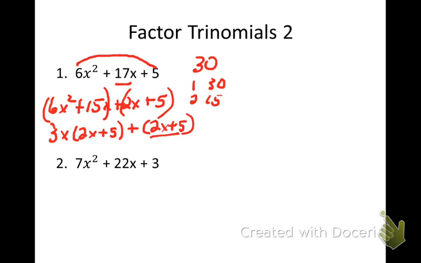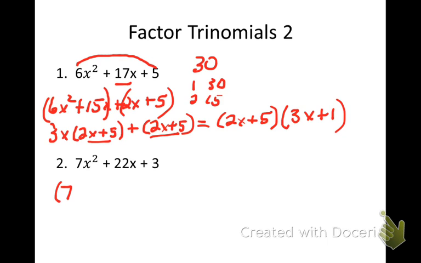So now we have this in common, so this would be the quantity 2x plus 5 times the quantity 3x plus 1, because you are taking that out of there, leaving you just a 1. And again, you can use the FOIL method to check it. So that's the method you can go through. Especially if they don't have lots of factors like this one, I just kind of use guess and check. The only way you're going to get 7x squared is 7x and x, so this one should be pretty easy to use our guess and check method.